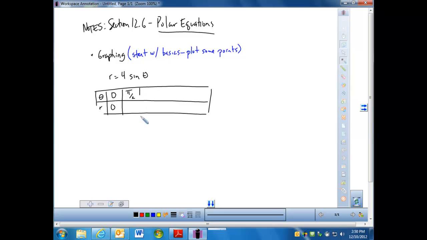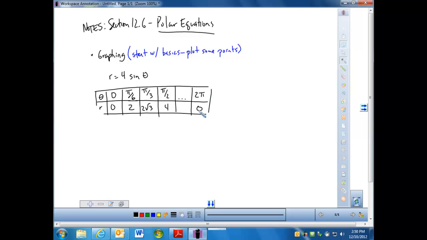And we'll plug in some other pretty easy to remember angles. That should really be pi over 6. So sine of pi over 6 is 1/2, times 4 is 2. Sine of pi over 3 is radical 3 over 2, times 4 is 2 radical 3. Sine of pi over 2 is 1, times 4 is 4.